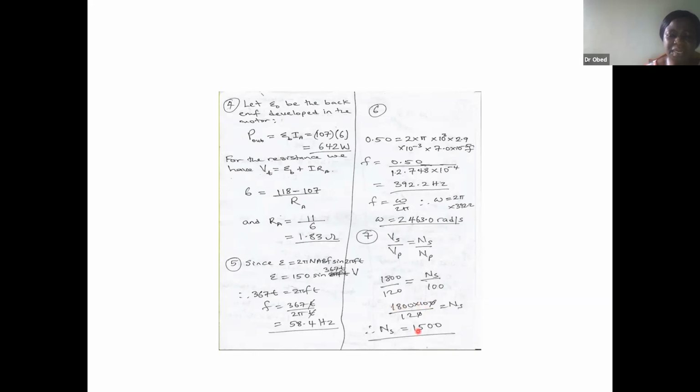Here we have Vs over Vp equals Ns over Np. And we have Vs is 1,800 and Vp is 120, Np is 100, and we are asked to find the number of turns in the secondary. So you make Ns the subject of the formula. If you make that the subject of the formula, you have this combination, and if you evaluate that, you get this as the answer.